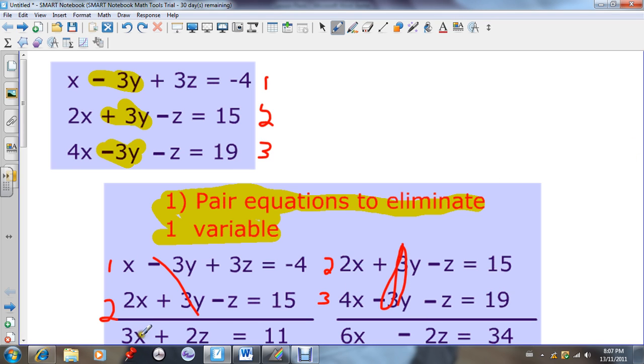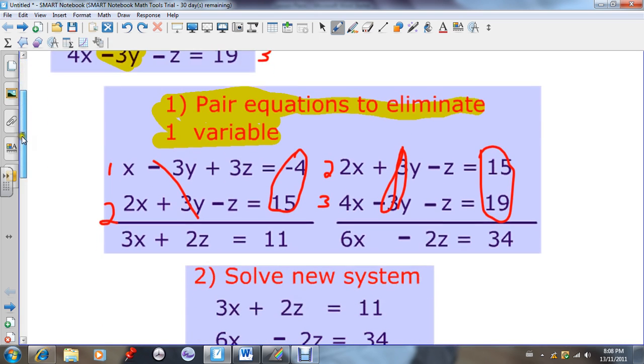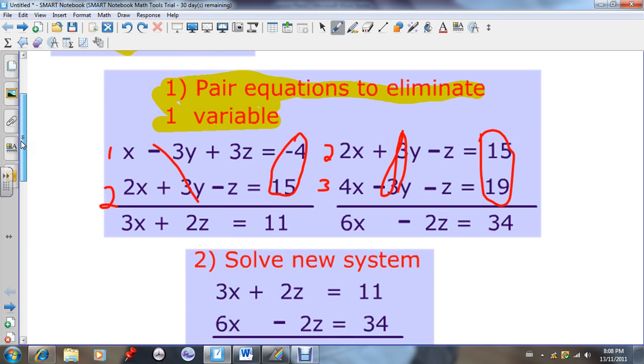x plus 2x is 3x. The y's cancel. 3z minus z is 2z. And over here, you've got 2x and 4x is 6x. The y's cancel, and minus z plus minus z is minus 2z. And of course, add the numbers on the end. Do not forget that. So, when you do that, you have one equation, 3x plus 2z equals 11, 6x minus 2z equals 34. Effectively, what you have created is a new system of equations.